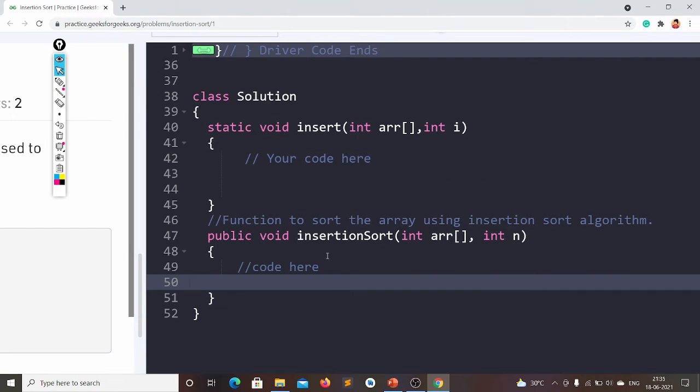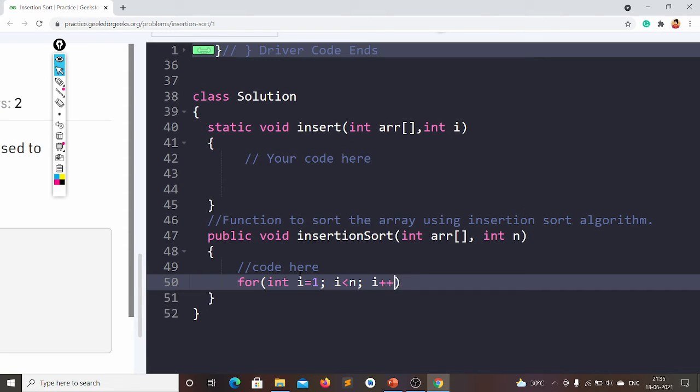Okay friends, let's start coding now. We have two functions here, insertion sort and insert. In insertion sort, we will run a loop like for int i equal to... sorry, from the first element, since we are assuming that the 0th element is already in ascending order. So we are traversing from the first element, and i is less than n, where n is the length of the array, and i plus plus.